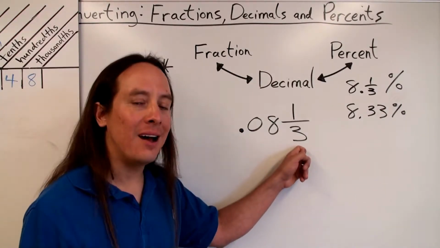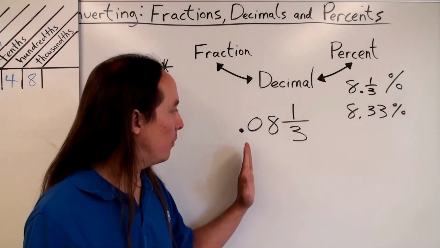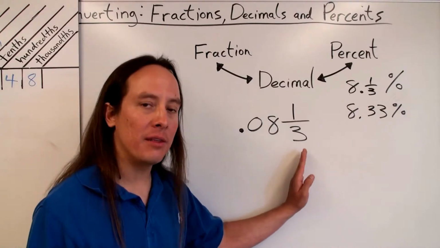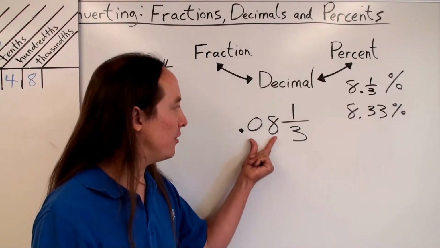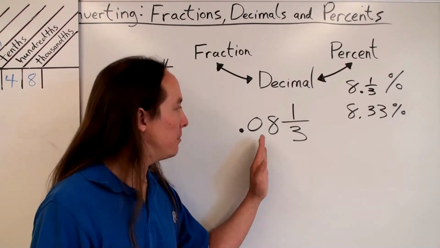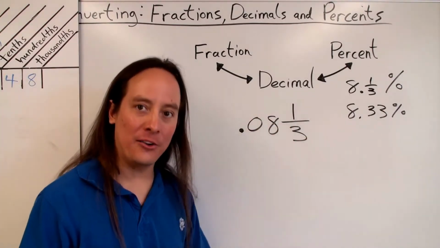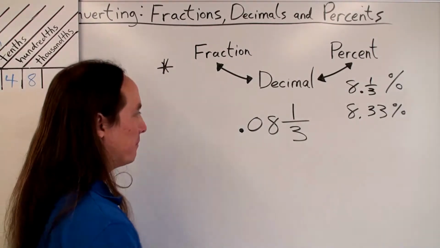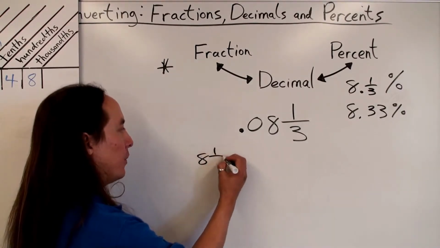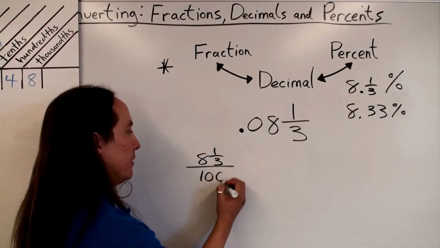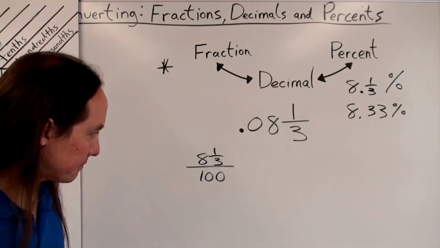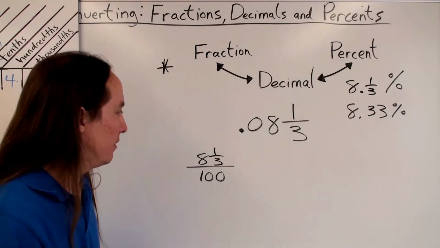The 1/3 does not hold a place value, so it wouldn't be like tenths, hundredths, and thousandths. No. The fraction part of this does not hold place value. It's just these two that will hold the place value. So this would be tenths and hundredths. So it's 8 1/3 hundredths. Whew. So what does that mean? Well, that basically means that it's 8 1/3 divided by 100. And this is where your knowledge of fractions comes into play. You gotta know how to do this division. So I'll start.